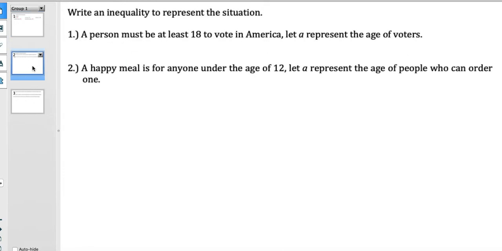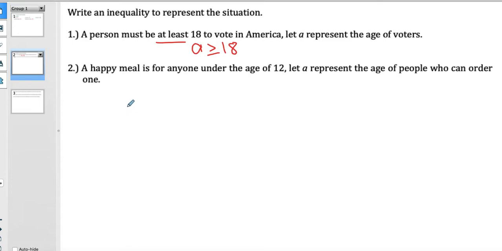Example 1 here says write the inequality to represent the situation. Number 1, a person must be at least 18 to vote in America. Let A represent the age of voters. So if I must be at least 18, the nice thing about this context is you can think about that. I have to be older than 18 to vote. Well, I could be 18. So my age must be greater than or equal to 18.